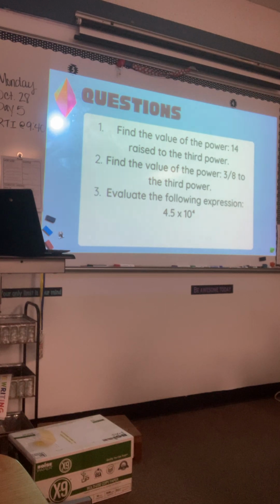Make sure you write down this whole problem. Make sure your exponent is small at the top so you won't get confused by making it 104.